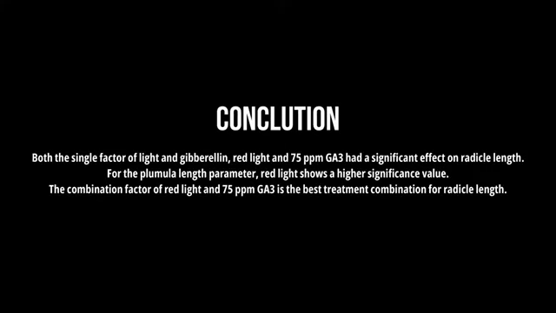So, the conclusion about the single factors of light and gibberellin: red light and 75 ppm gibberellin had a significant effect on radicle length. For the plumule length parameter, red light showed a higher significant value. The combination of red light and 75 ppm gibberellin is the best treatment combination for radicle length.